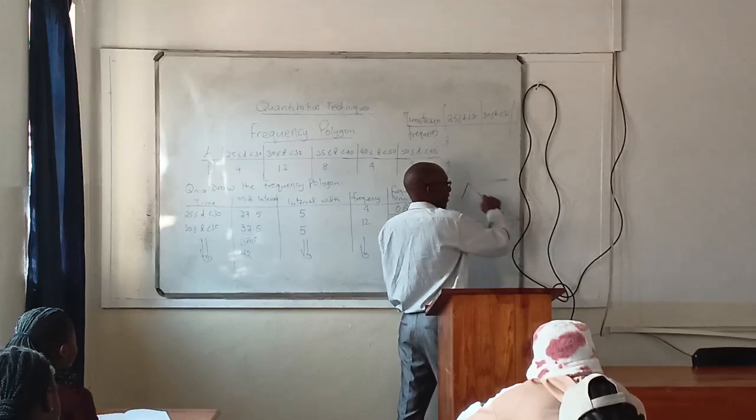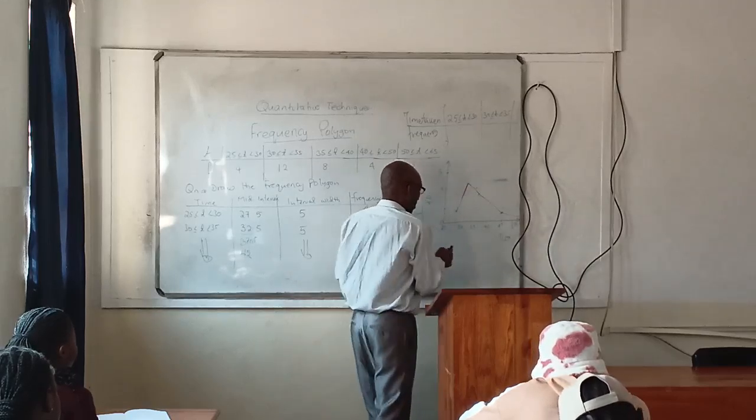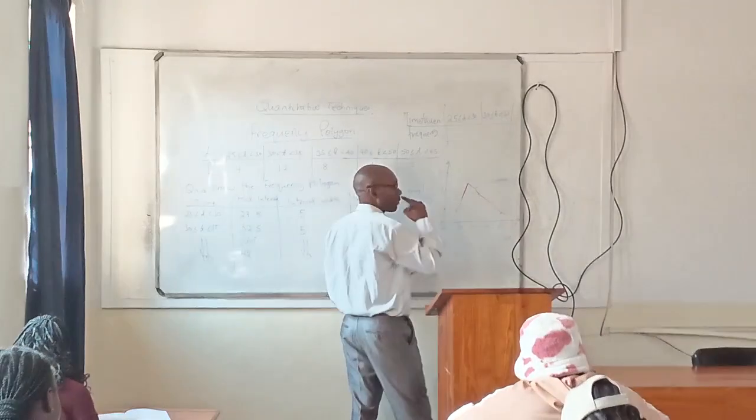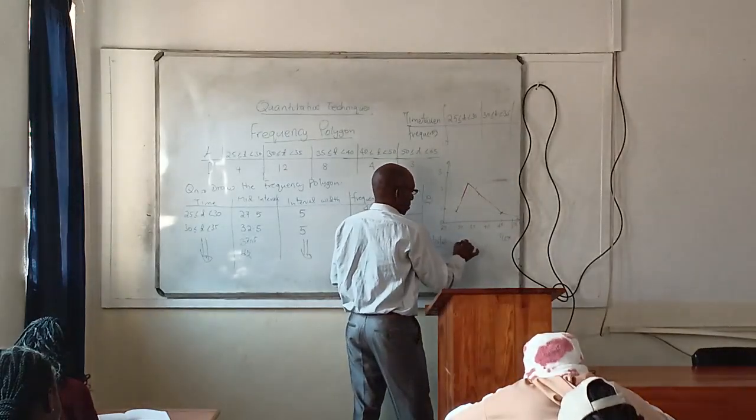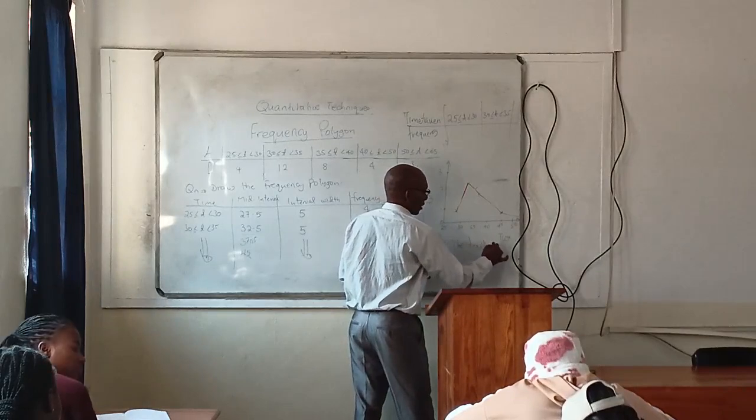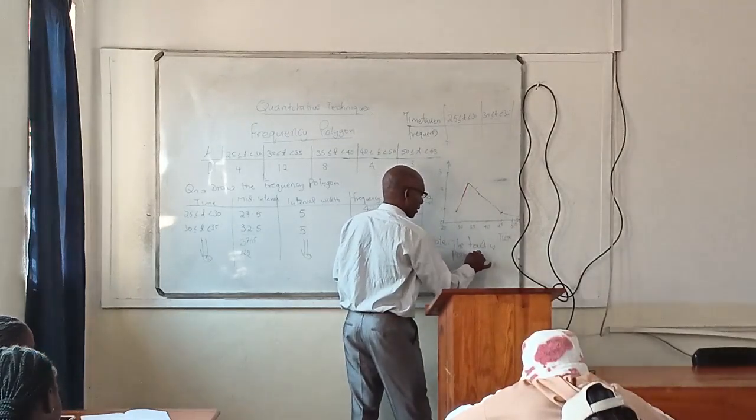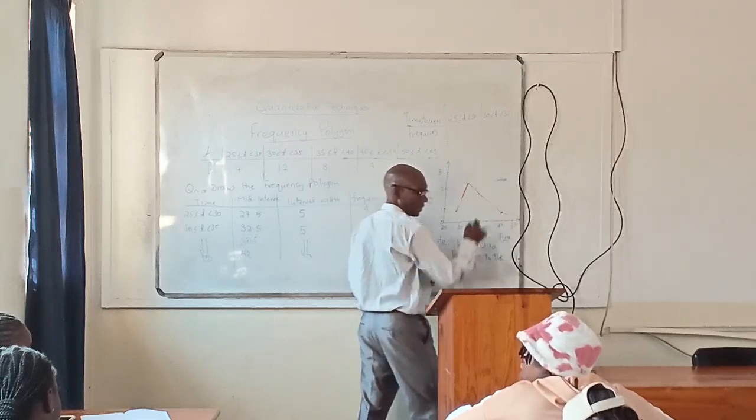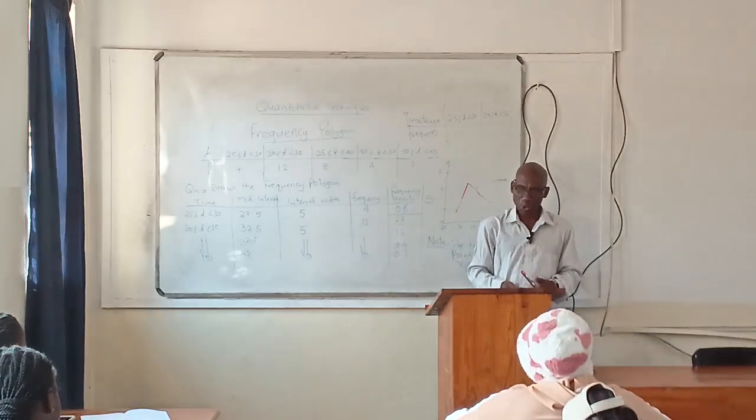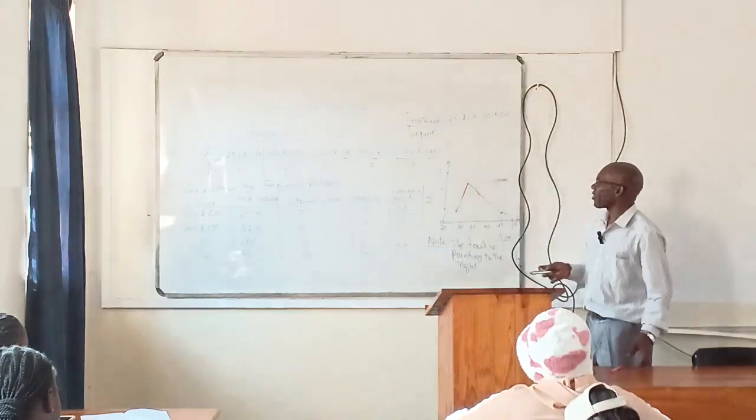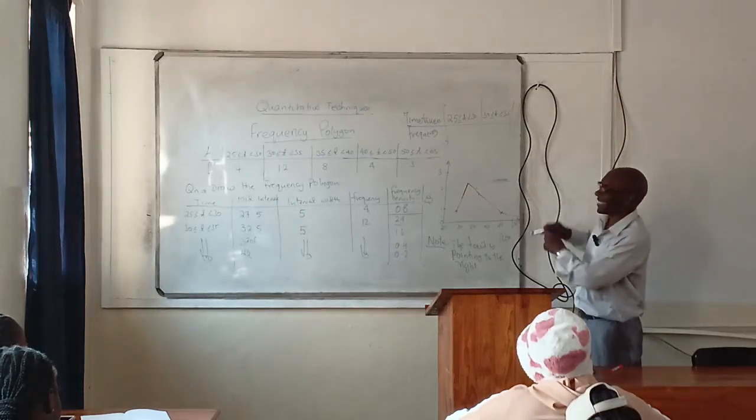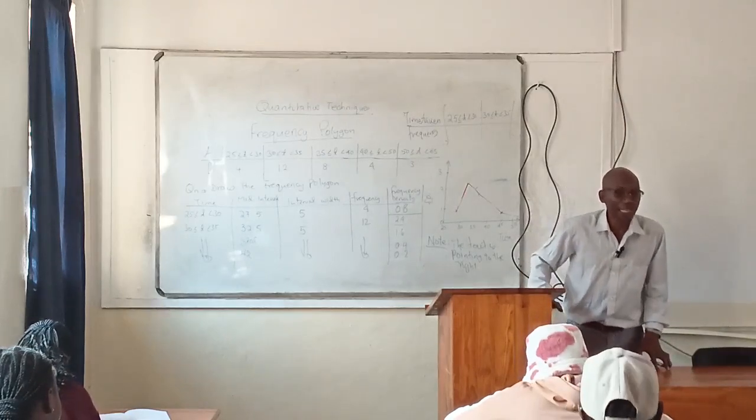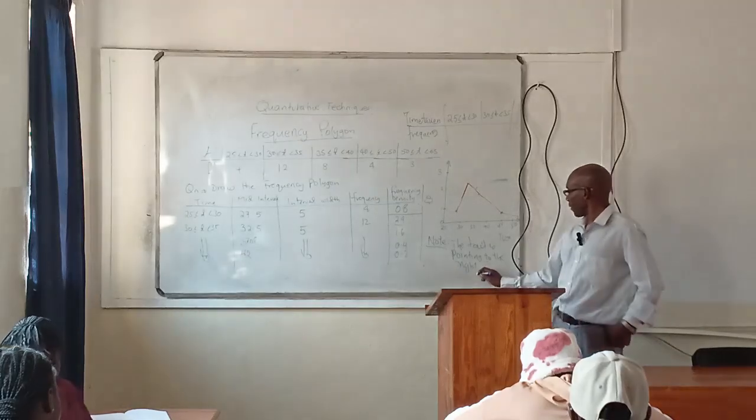The right. So the tail is pointing to the what? To the right. So you have to note that the polygon's tail is pointing to the right. If you look at that one, the tail is pointing to the right. Now, the fact that the tail is pointing to the right, we call it positive skewed.